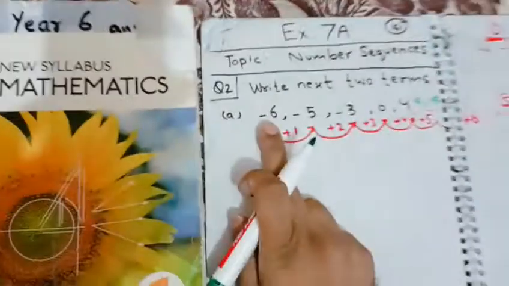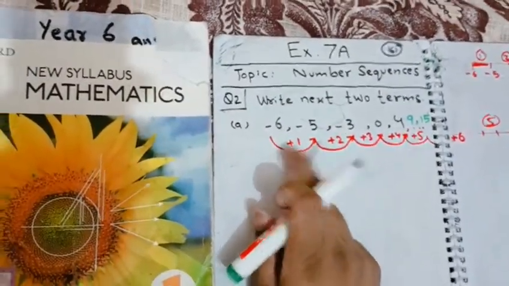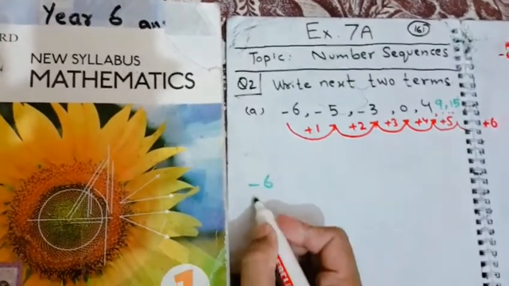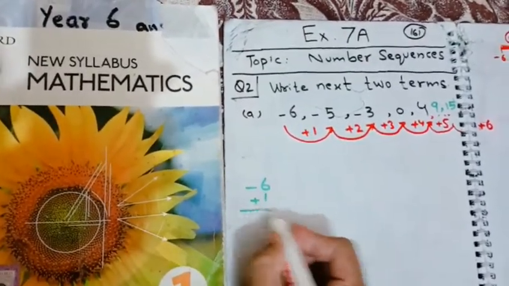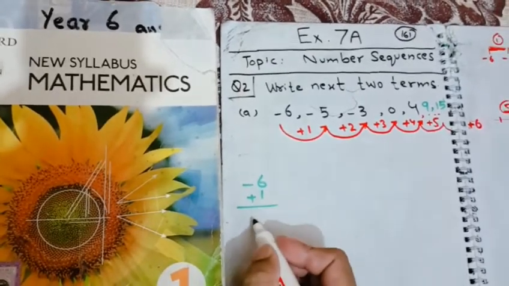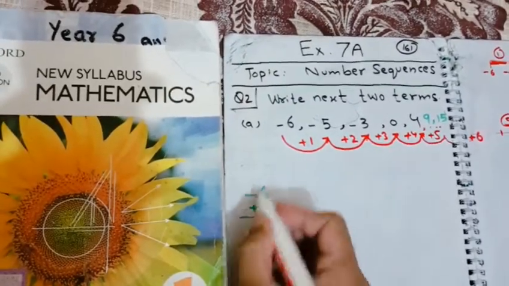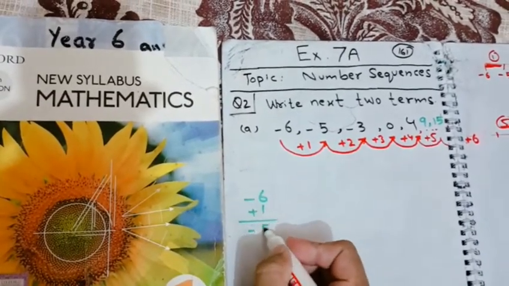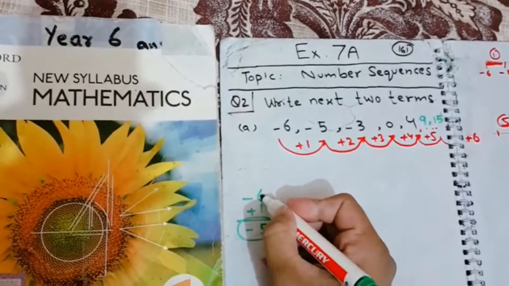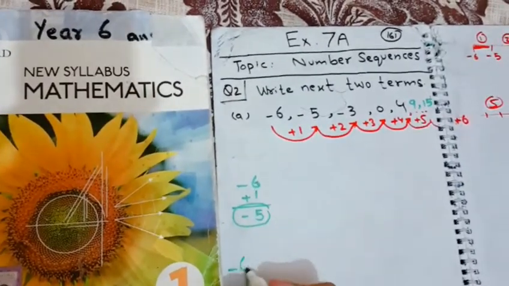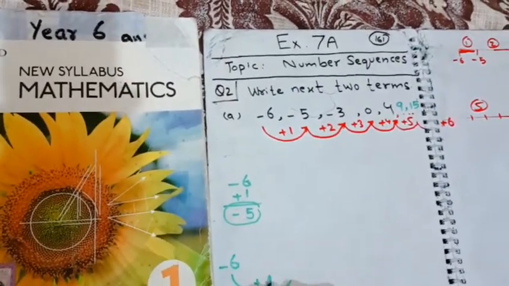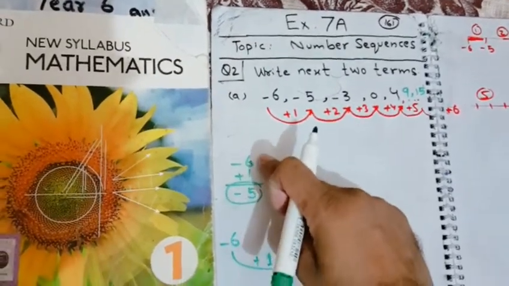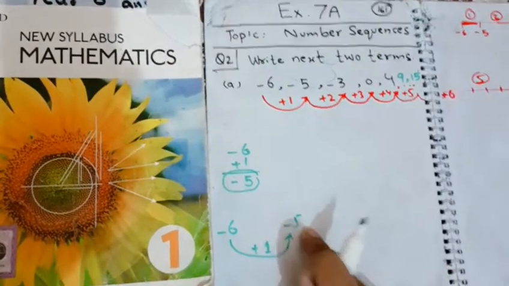You can see between minus 6 and minus 5 there was the gap of positive 1. If we write minus 6 and just below it positive 1, minus 6 plus 1, the bigger value's sign is negative, so minus 6 plus 1 will be minus 5. So if we add positive 1 to minus 6, we get minus 5.